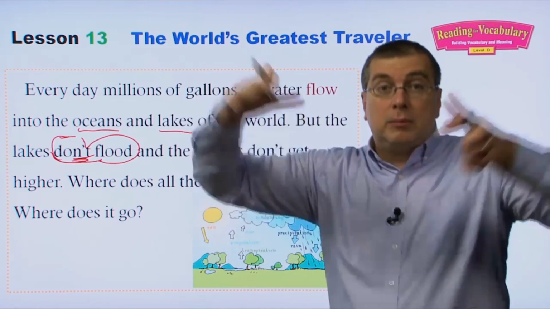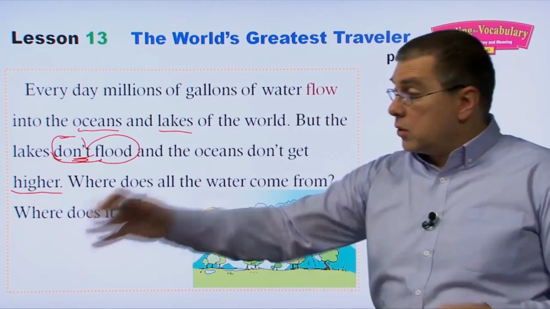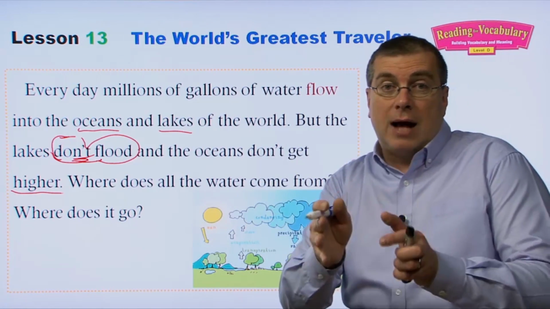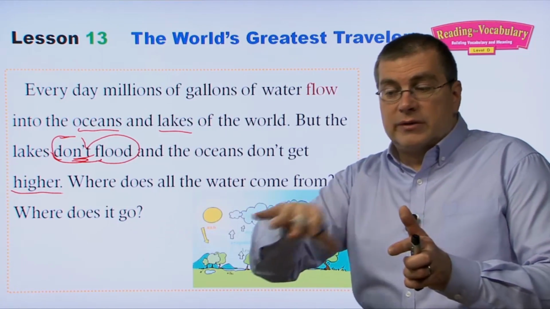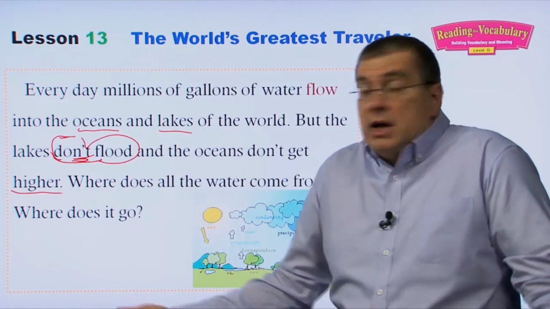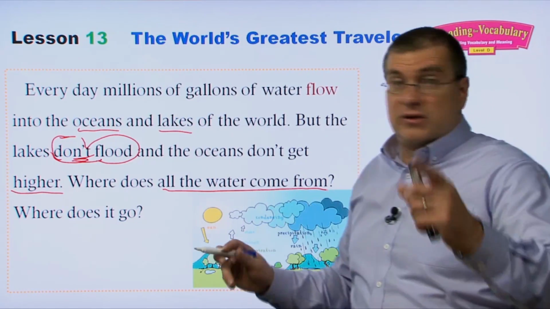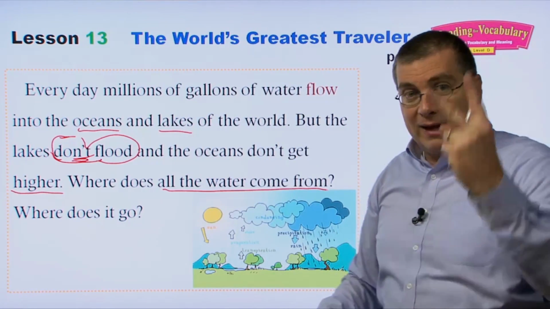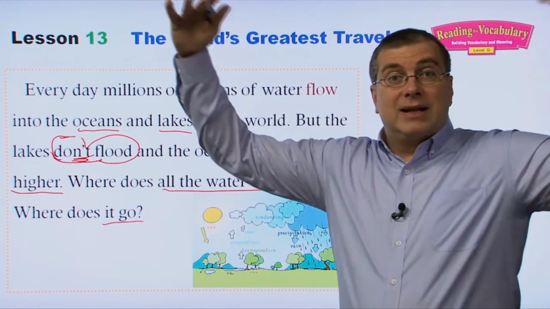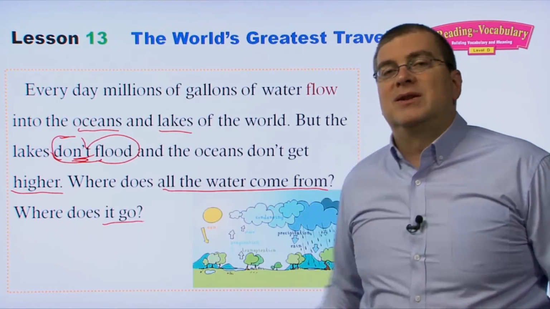They don't flood, they don't become too big. And the oceans don't get higher, right? You go to the beach, it comes up, but it goes down. It doesn't get higher. People build their houses on the beach, and those houses aren't underwater. But the water keeps flowing into the oceans. So we have questions. Where does all the water come from? First of all, where's all this water coming from? And second, where does it go? Why doesn't it make the lakes get bigger and bigger and bigger? What's going on? Okay, well, that's what this passage is about.